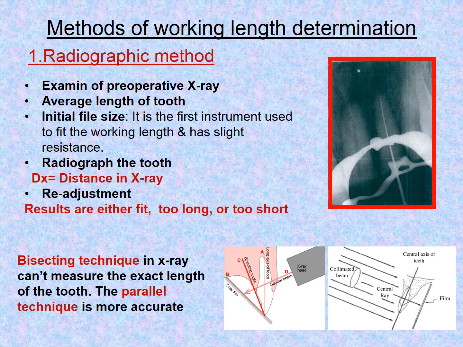The first method is the radiographic method. We take a periapical radiograph for the tooth and do examinations for it. Then we must know the average length of each tooth. Place the file, which is called the initial file size, which is the first instrument used to fit the working length and has a slight resistance. We insert the first file to the working length according to the average length, and it will have slight resistance. This is what we call the initial file size.